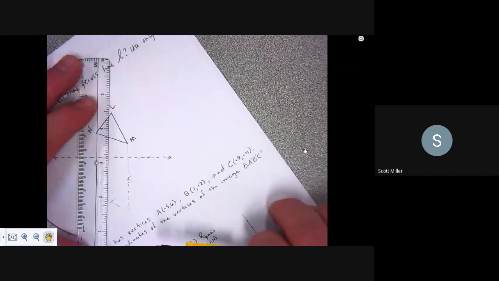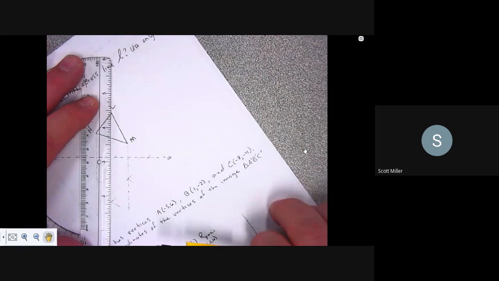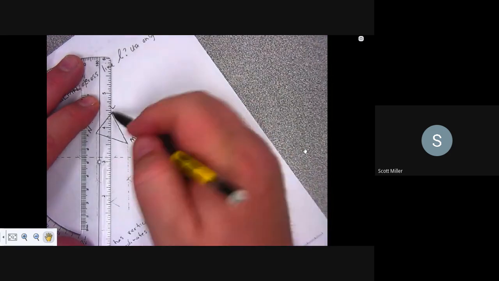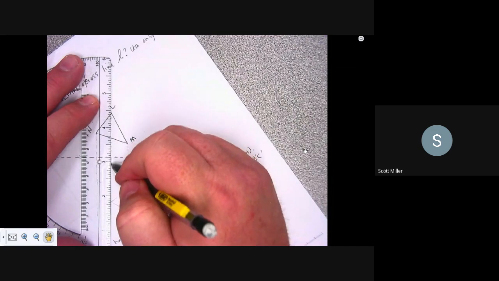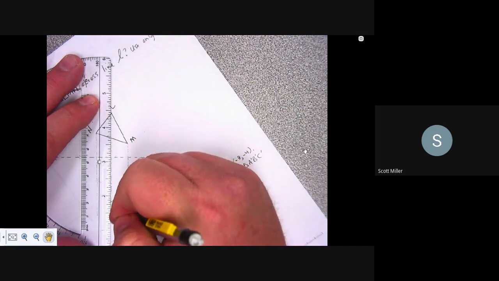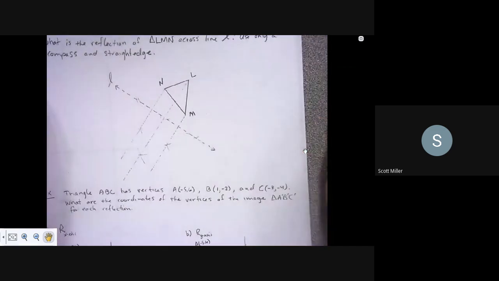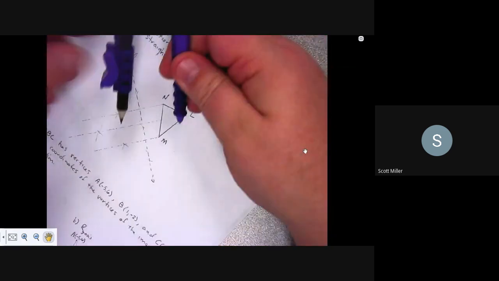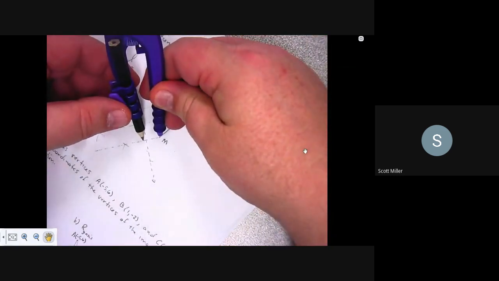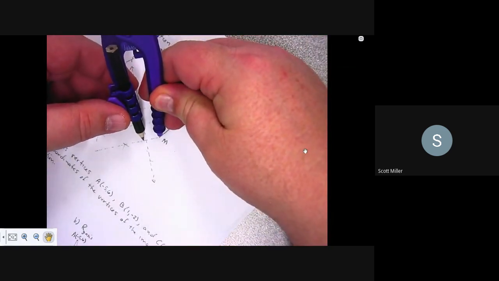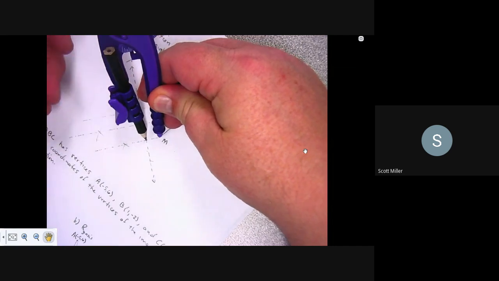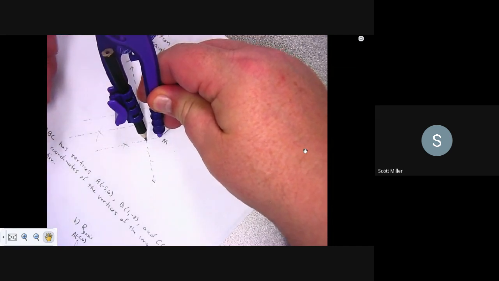So those are all the perpendiculars from the corners, the vertices of my triangle. Okay, so now the next part is to figure out exactly where these new image points are going to occur. And what you do there is you just simply do a copy of segment. So we're going to copy this segment length. So that's where it is there.